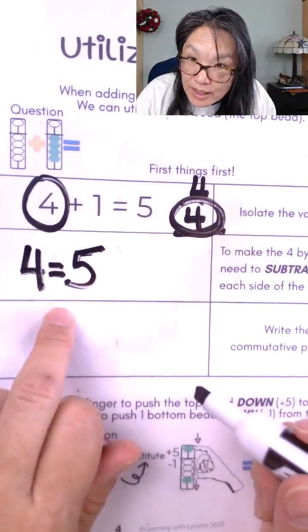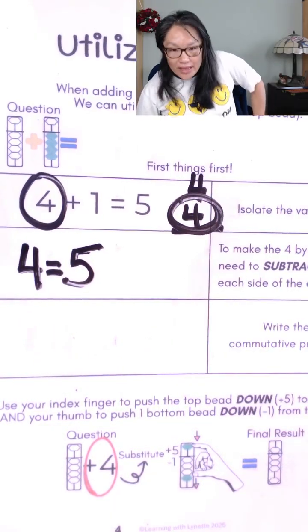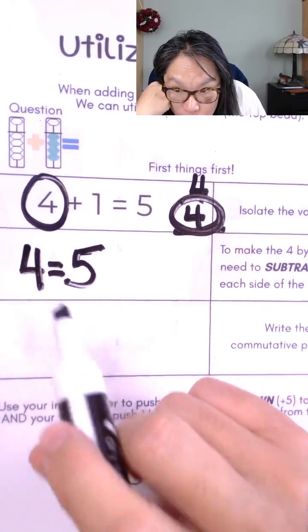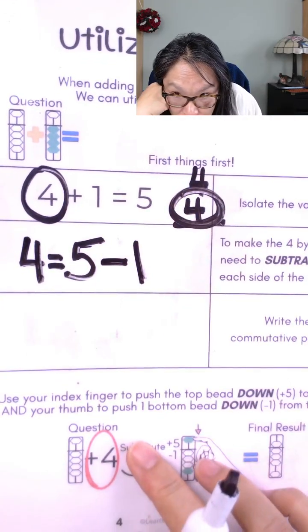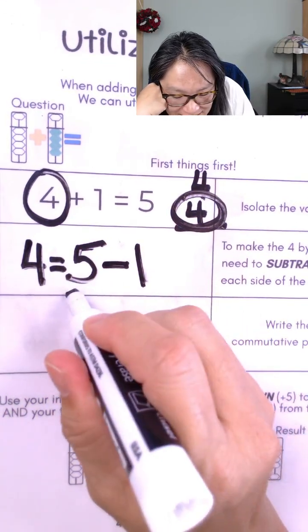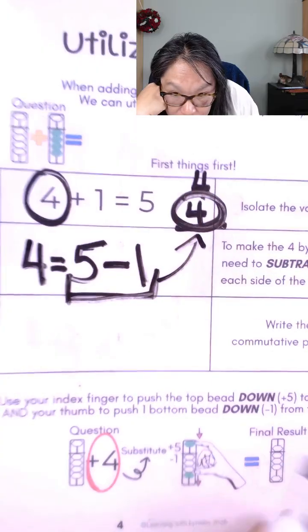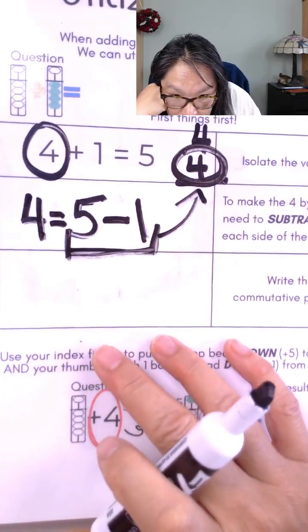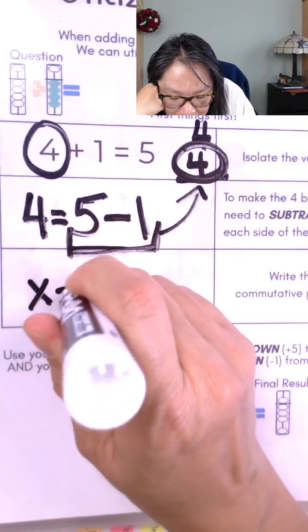But that's too much. We need to balance the equation. How do you balance this equation? We have to take away the 1. So what did we just do? We balance. Now we substitute this information into here. That's what we're doing. So if you look, it's kind of like algebra.